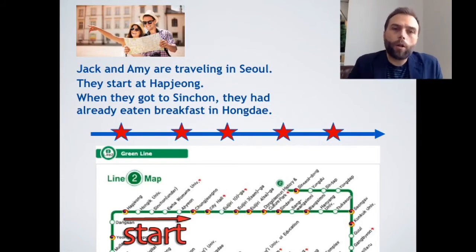So we're going to help these two travelers, Jack and Amy. They are traveling in Seoul. They start at Hapjeong Station. When they got to Sinchon, they had already eaten breakfast in Hongdae. Okay, they start at Hapjeong, and they are going on the subway. What do they do at Hongik Station or Hongdae? They eat breakfast. And then the second action, they get to Sinchon. So when they got to Sinchon, they had already eaten breakfast in Hongdae.